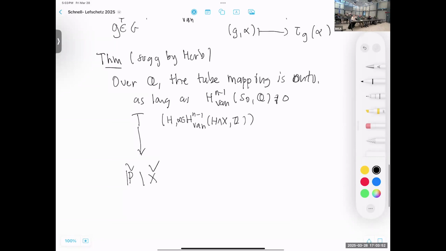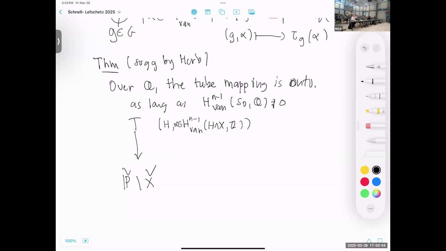Okay, so the interpretation of the tube mapping is that the topology of this infinite sheeted covering space is rich enough so that I can see all the primitive cohomology of X in the topology of this infinite sheeted covering. Yeah, that's the kind of interpretation.